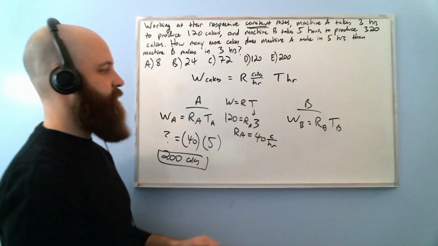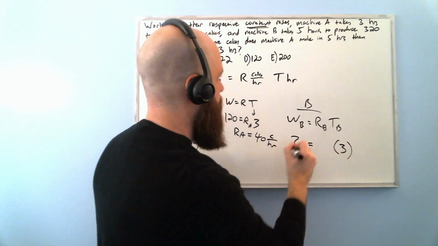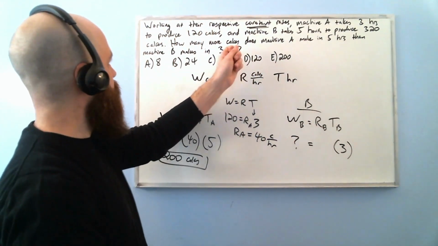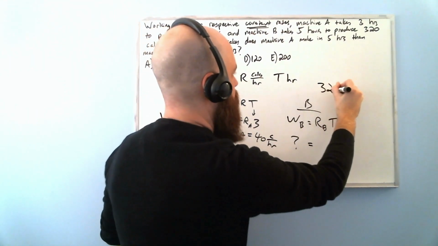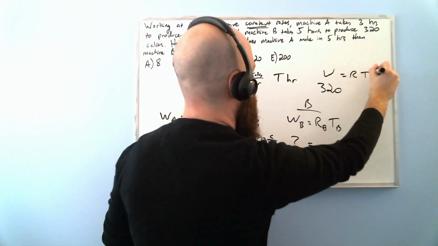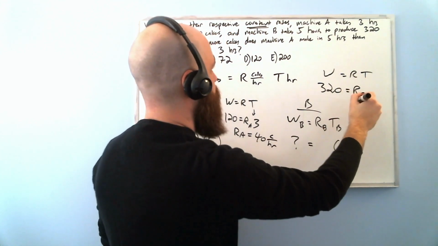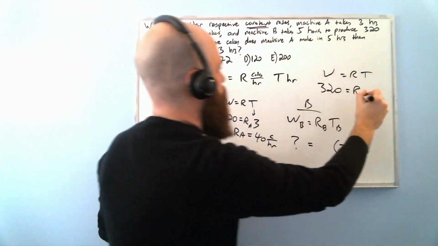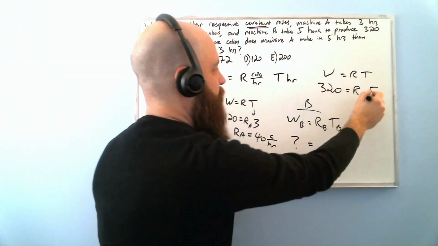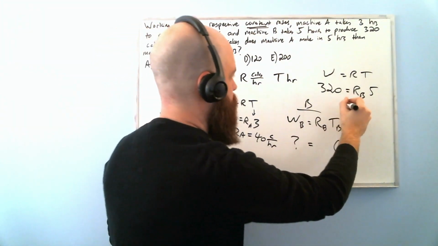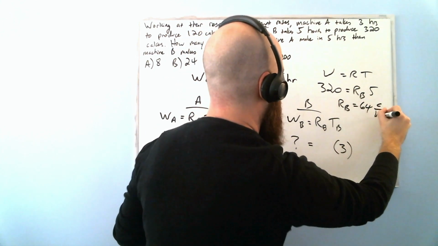Okay, same process for B. Well, it's working for 3 hours, so the time is 3. I want to figure out how many cakes it makes. We're told that machine B takes 5 hours to produce 320 cakes. So I'll get another work equals rate times time equation to figure out the rate for B. So 320 cakes total equals the rate of B times 5 hours. So 320 over 5. 5 times 60 is 300. Another 4 will give me 20. So the rate for B is 64 cakes per hour.